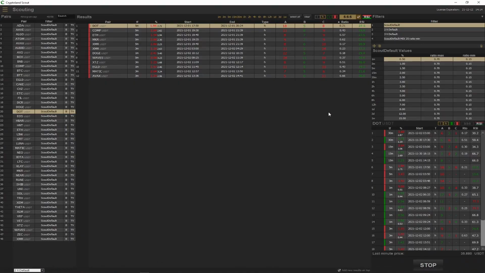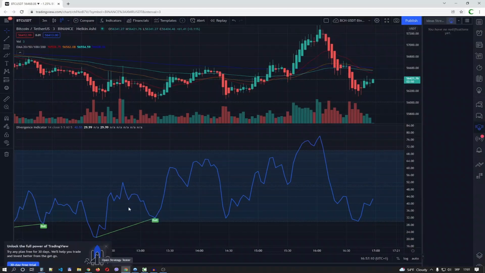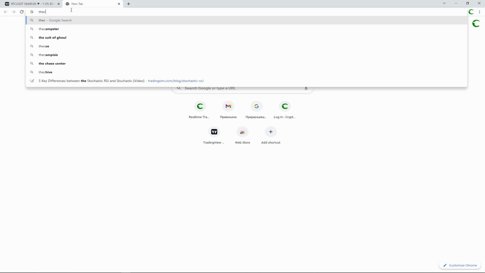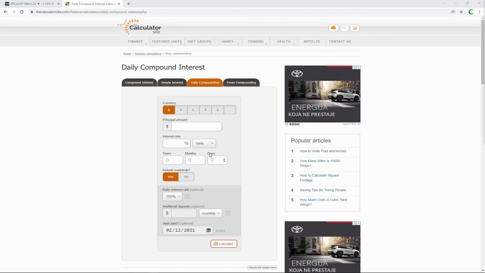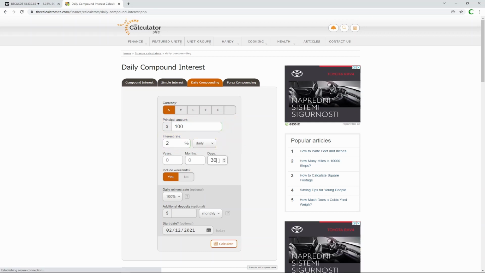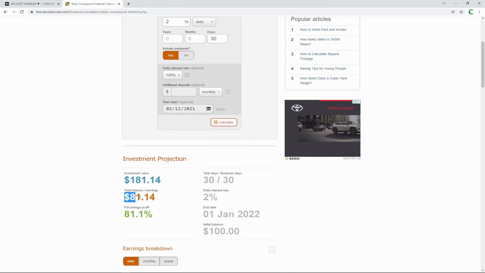Our tests show that everyone who sticks to this strategy has a profit of at least 2% per day. Don't let this percentage discourage you. 2% a day is a very big profit. On a monthly basis, this amounts to a fantastic 81% profit if you trade every day.